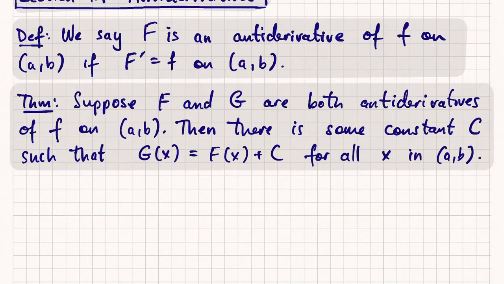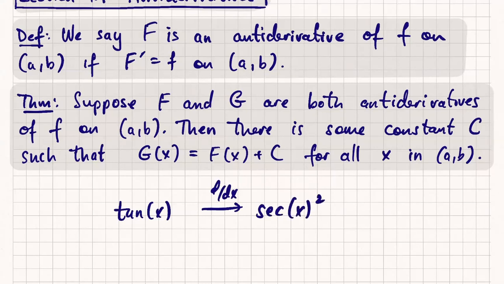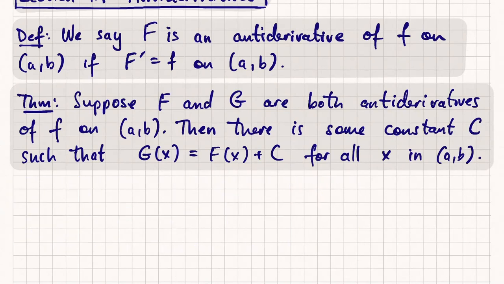Wait, so for tangent x, would it be secant x squared plus c? No, that's the derivative. The derivative of tangent of x is secant squared. But what is the antiderivative of tangent of x? Well, that will come back when we do the substitution rule. The answer turns out to be ln of secant of x plus c. But we haven't done that yet. Again, antiderivatives are going the other way. You're not doing the derivative rules you already know. You're going backwards.